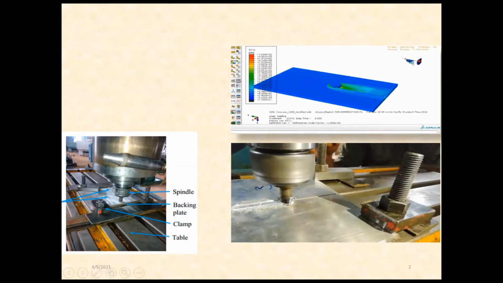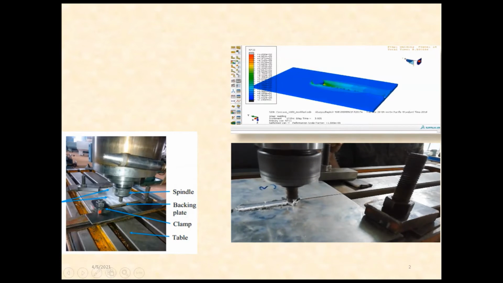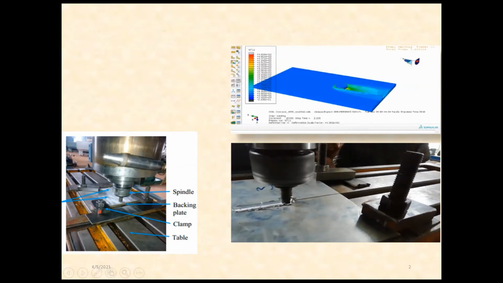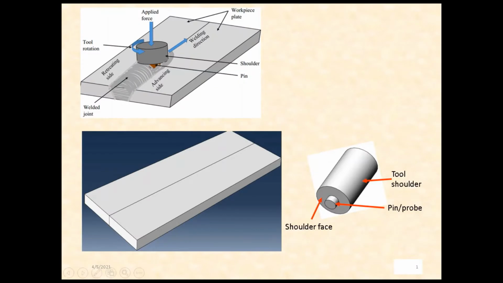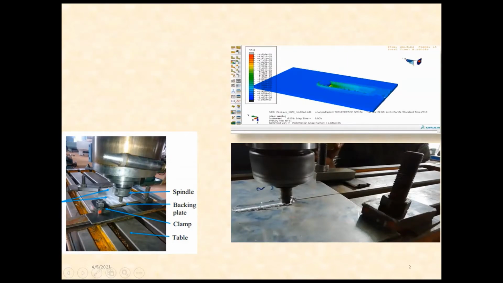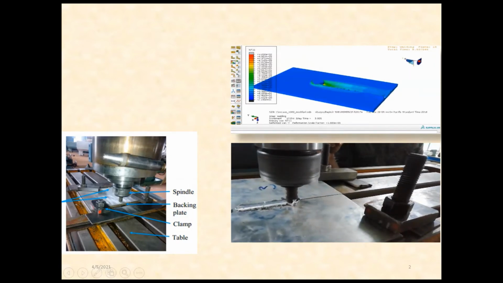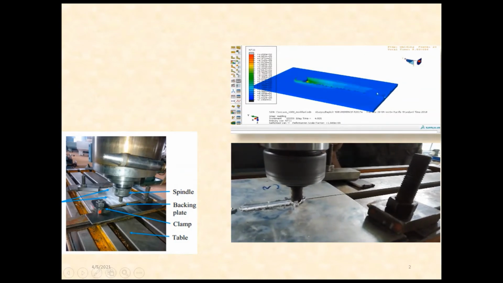In reality, the spindle and this shoulder will rub on the workpiece so that heat is generated due to friction. That frictional heat is enough to soften the material, and welding takes place before melting. That's why we say this is a solid state welding process.